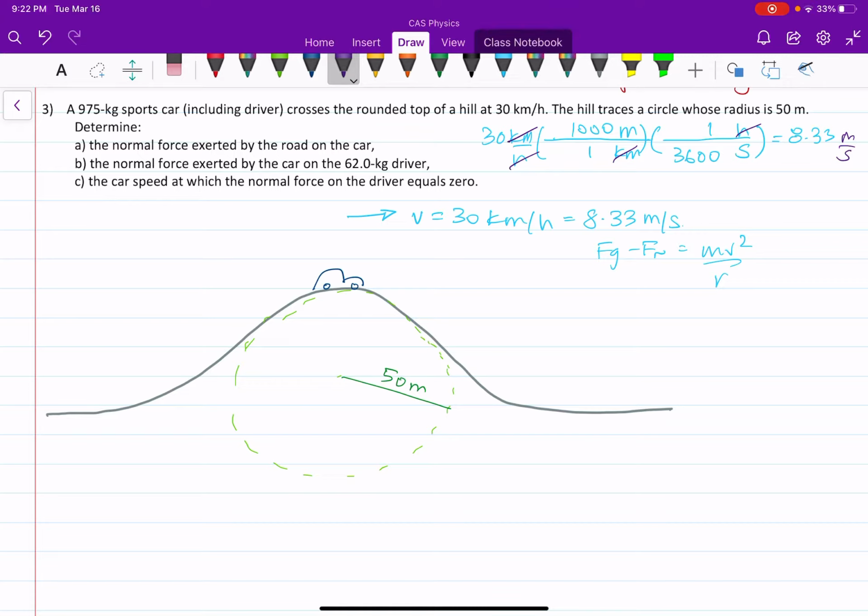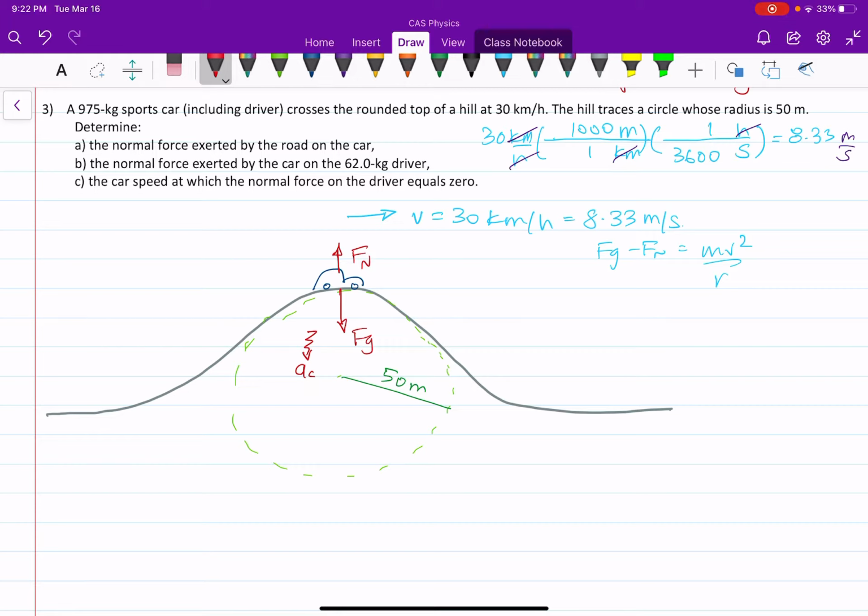The question asks for the normal force exerted by the road on the car. So if we draw a free body diagram here, this car is traveling in a circle. It obviously has a force of gravity because it always does. It also has a normal force because the road is supporting it. But because it's traveling in a circle at a constant speed, we can say that it's accelerating towards the center of the circle at that instant. I've drawn it accelerating down.